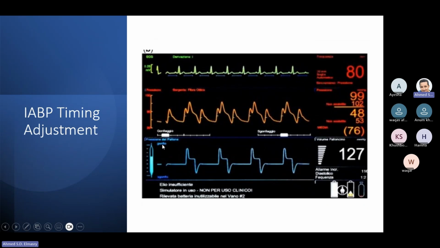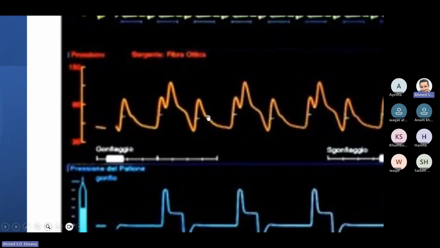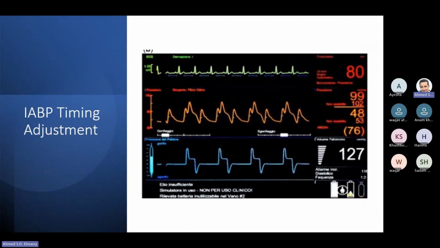And here, if you compare this one to this one, you will notice that the inflation timing came very early compared to this one. So instead of inflation at this point, the inflation happened very early. And if you check the trace, you will note that this is the timing for the dicrotic notch, and the inflation point happened very early here. So this is early inflation of the intra-aortic balloon. How to adjust it? Just manipulate the inflation timing, move it from this point to this point to make the inflation point at the same level as the dicrotic notch.